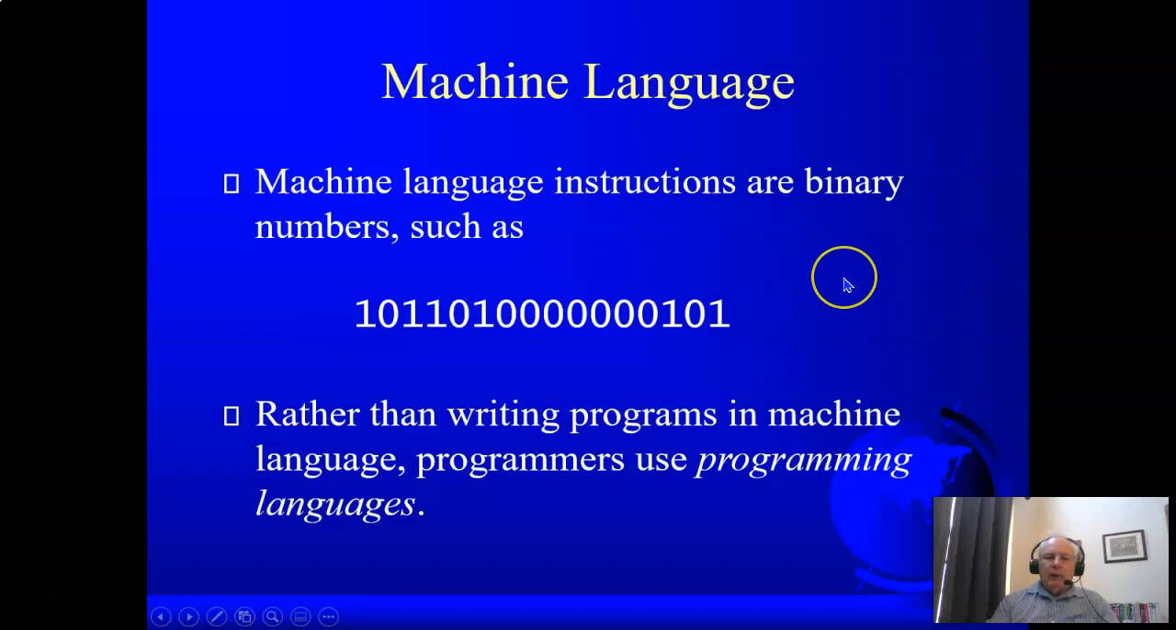So, rather than writing programs in machine language, programmers use programming languages. The first languages were like assembly language, which used mnemonics like MOV for move. So you move an input number to register AX, things like that. It has add instructions, subtract, all those kinds of things. And it took a lot of assembly language instructions to do any real work. So very quickly, higher level languages were developed.